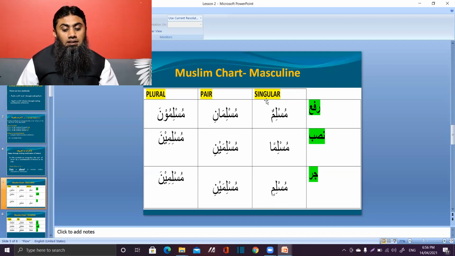So very simple. If the ism is singular, you simply look at the haraka of the last letter. If this haraka is pesh or damma, rafa status. If this haraka is fatha or zabar, nasab status. If this haraka is zair or kasra, it is jar status.